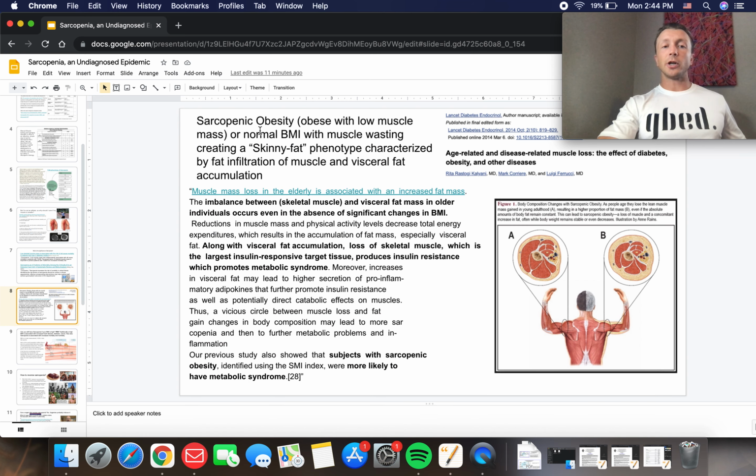Okay, sarcopenic obesity, known as skinny fat. So skinny fat phenotype. So muscle loss in the elderly is associated with increased fat mass. And there's going to be an imbalance between skeletal muscle mass and visceral fat in older adults. So visceral fat, we just talked about that before. That's fat on the organs. Now, sarcopenia is fat infiltrating and replacing muscle. So two different independent risk factors for all-cause mortality.